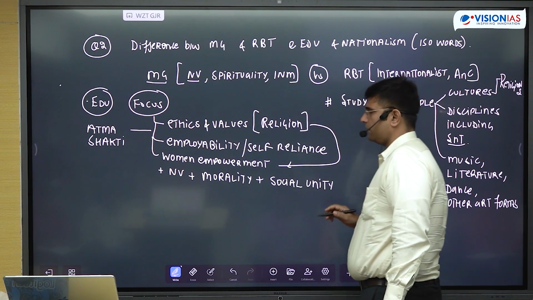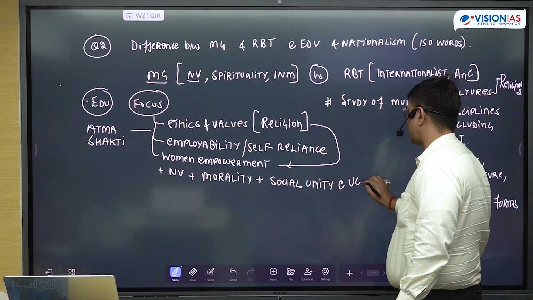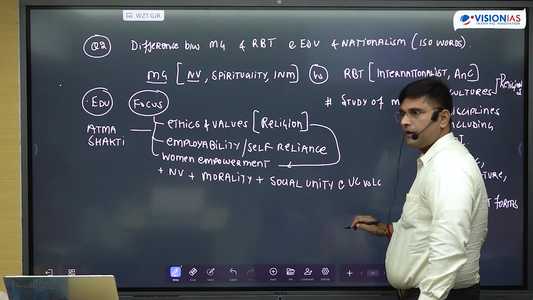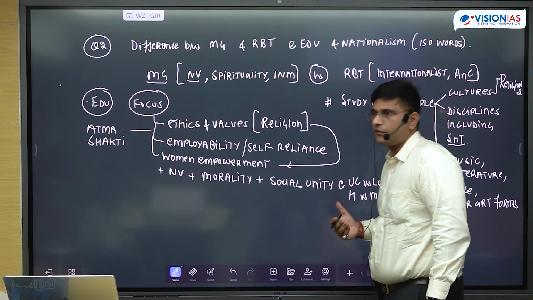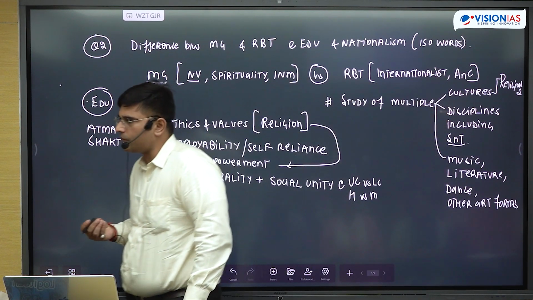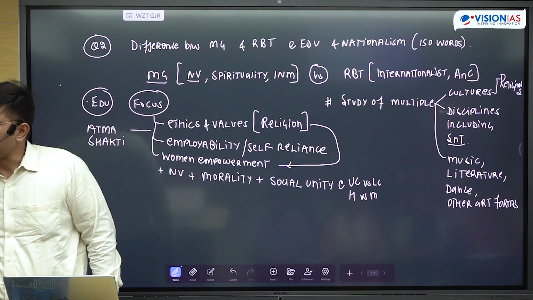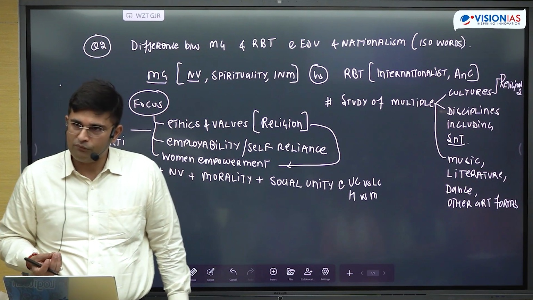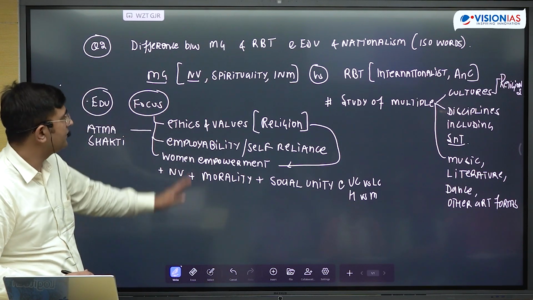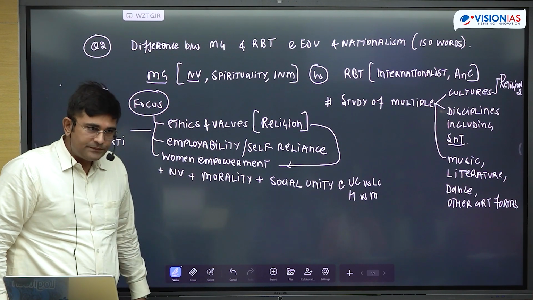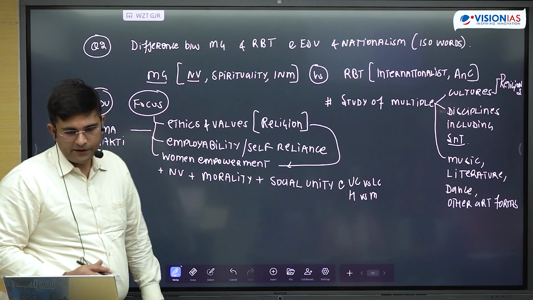Gandhi did so much with respect to upper caste versus lower caste, with respect to Hindu versus Muslim. Gandhiji did so much, right? And through education you try to build social unity, right? So therefore this will be the purpose of Mahatma Gandhi, and that will be the purpose of Rabindranath Tagore, right? That is the idea.